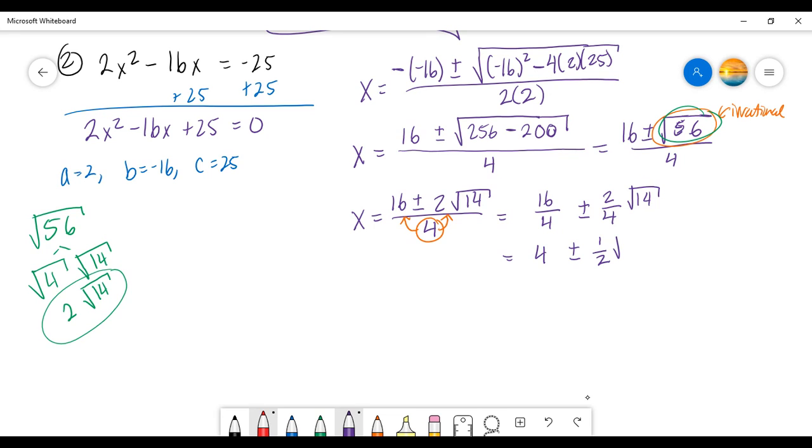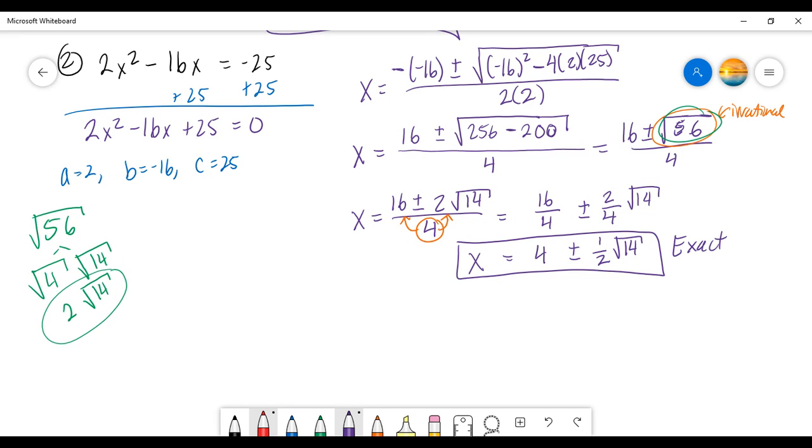All right, and I still have that rad 14 there. That rad 14 is just multiplying. You can kind of treat it like a variable. There's nothing we can do with that. We're not dividing it by 4 because it's inside of the radical. So this is actually an exact answer right here. This is an exact answer.